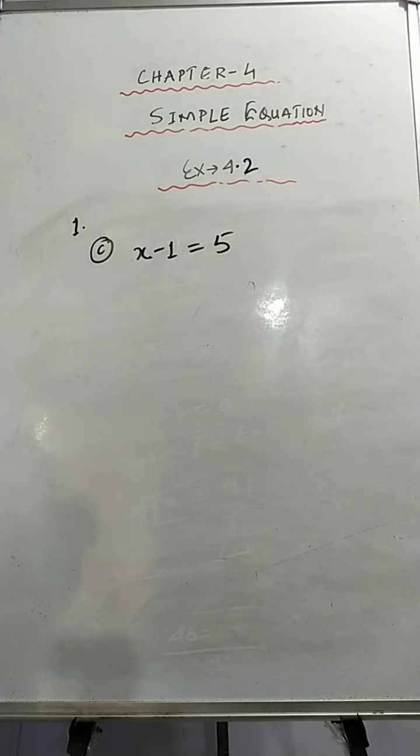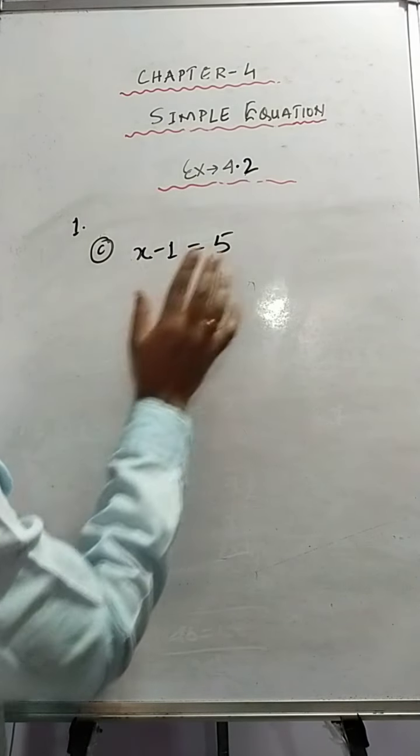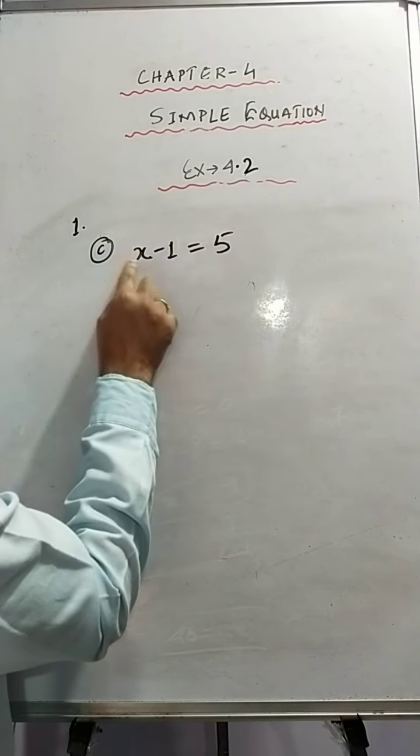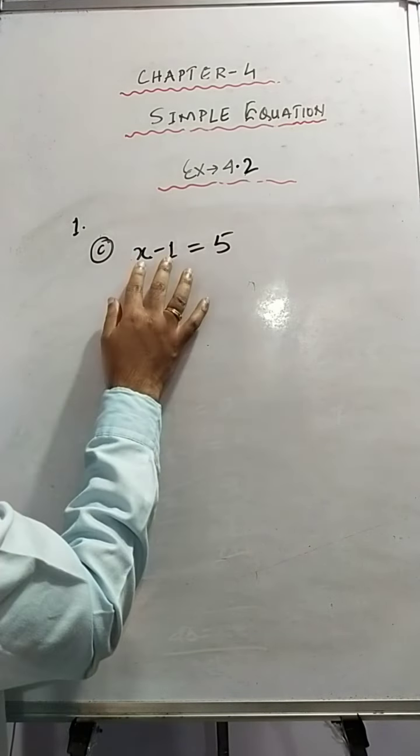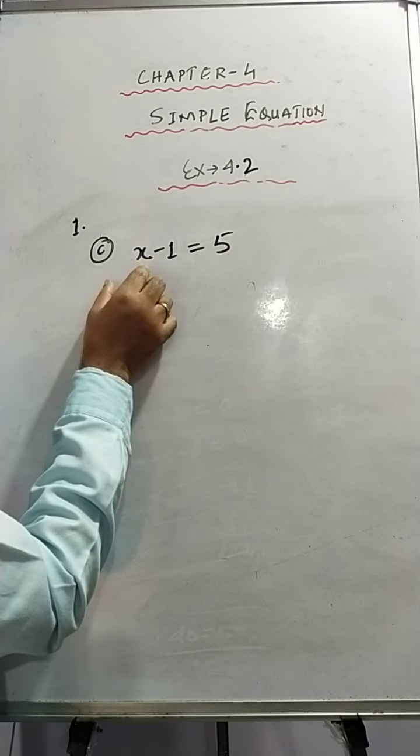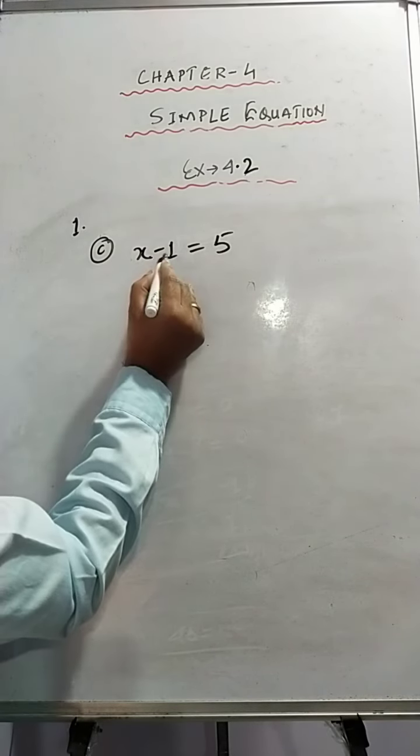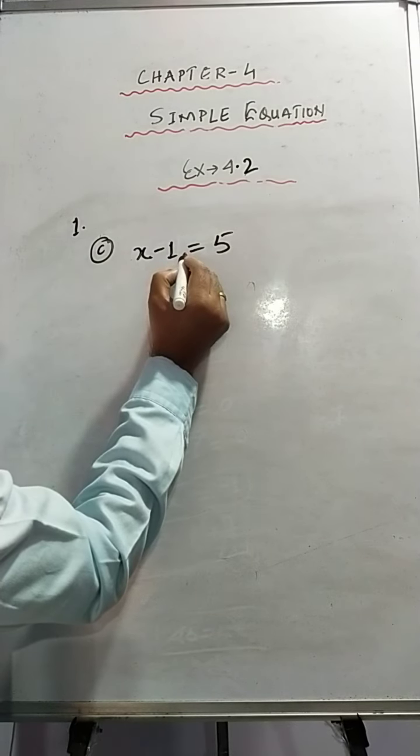Okay, now let's move on to sum number C. Sum number C, we have x minus 1 equals to 5. So what is our main objective? Our main objective is to find the value of x. How to get the value of x? We have to remove minus 1 from left hand side. Okay, we have to make this x independent. So how to remove this minus 1? By adding 1 to it, isn't it?